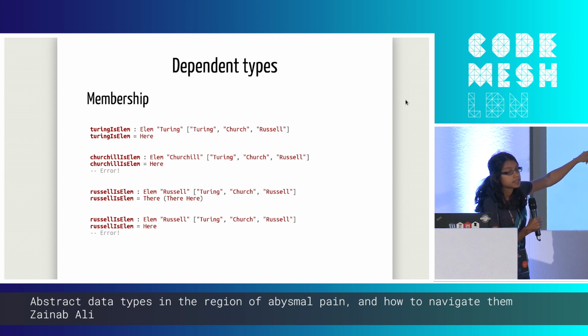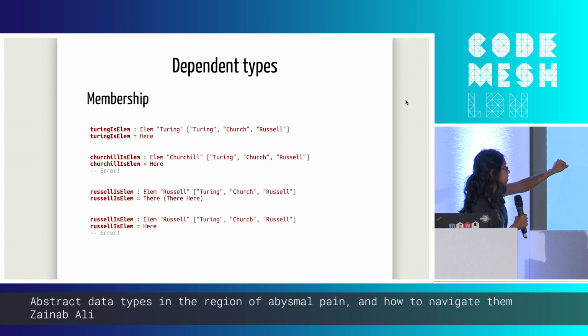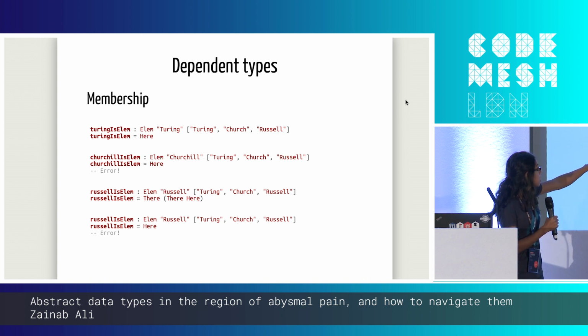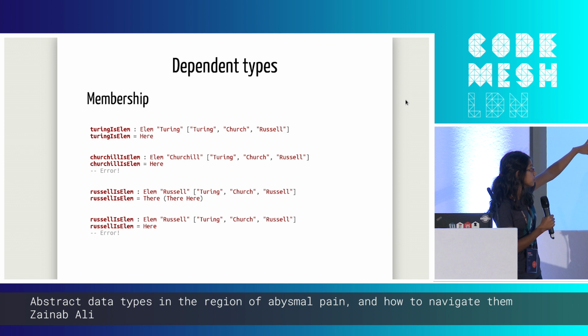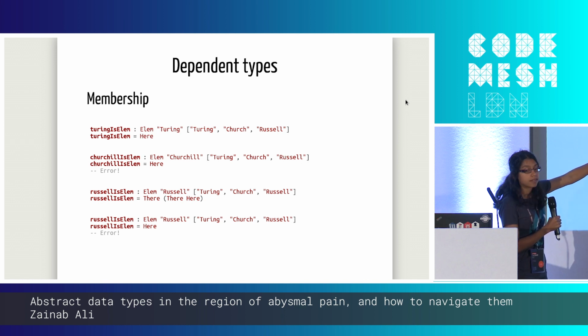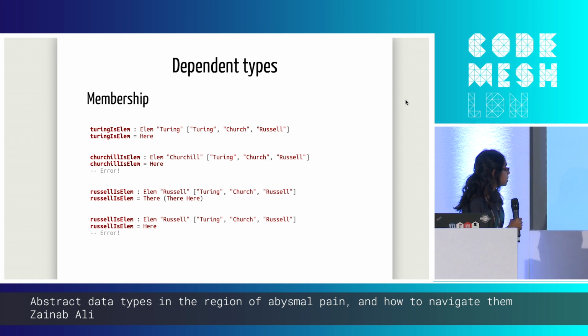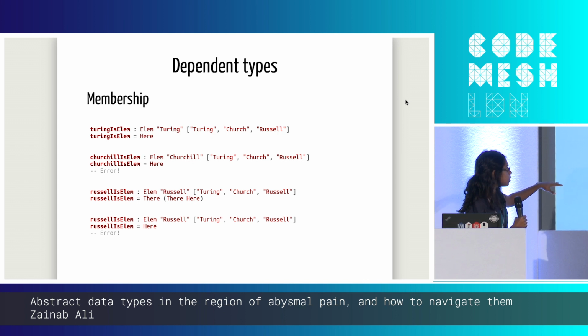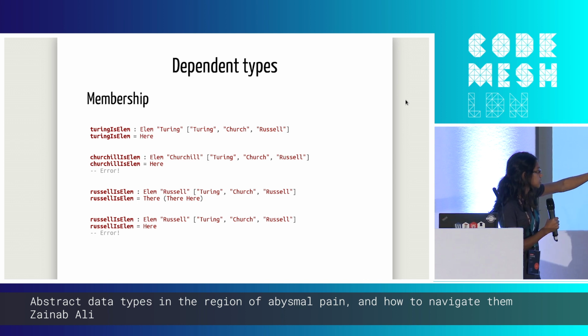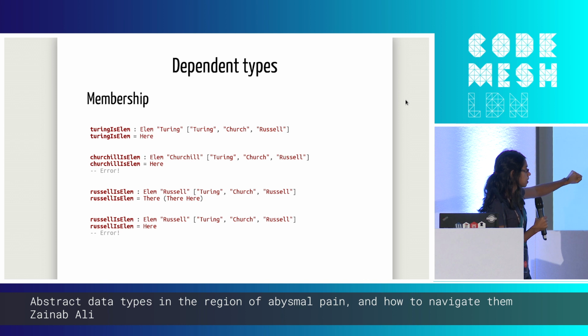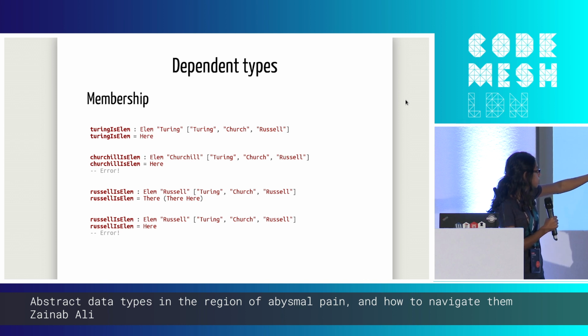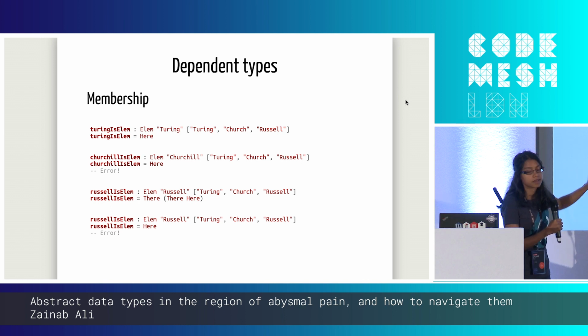Now, a different person, Russell, is in this list. He's at the end of the list, and I can construct an isElement for Russell using there, and here. But if I instead try and say, well, what if I try and say Russell is at the head of this list? Well, he's not, so if I try and say that Russell is here, I will get a type error.